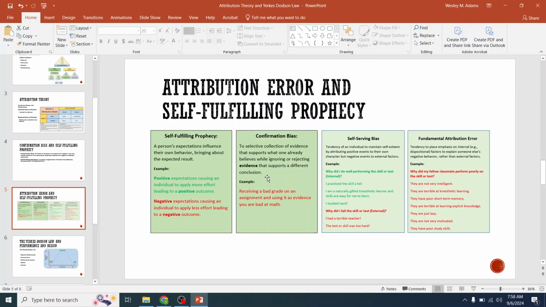Same thing for confirmation bias. I just mentioned it. Because I have a natural ability, maybe initially I'm not putting forth the effort, but I start getting really good grades because it just comes easy. It could be a skill, it could be math, it could be anything. So once I start getting that feedback, that influences my behavior. So I start putting forth more effort because I'm interested in this topic.